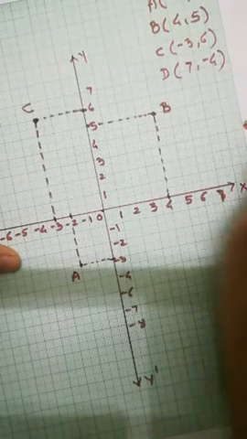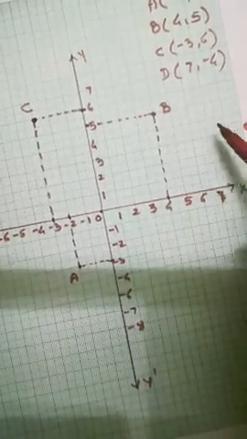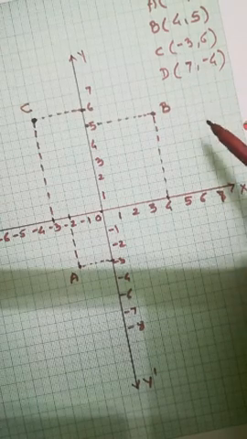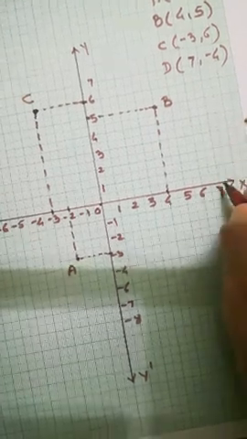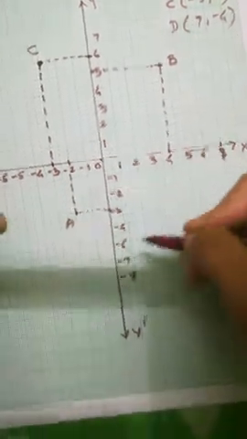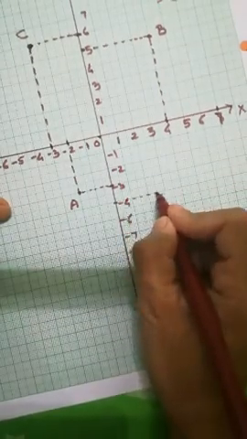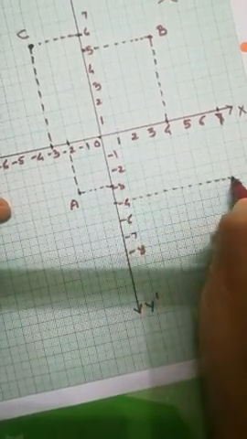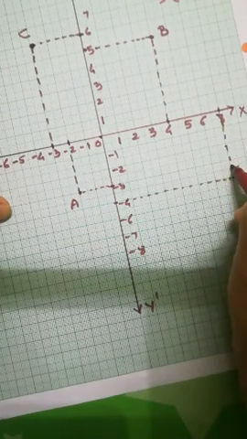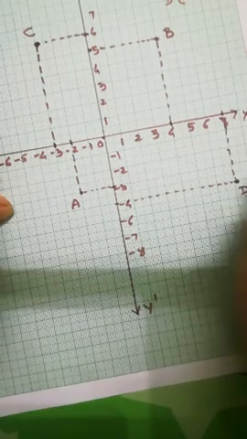Now the fourth point is D, 7, -4. So children, first 7 is positive on the x-axis. So where is that location? Here. -4 must be below here. So from this point, we need to draw the perpendicular from 7 also. So this intersecting point is D.